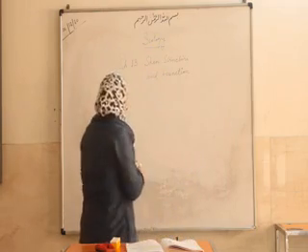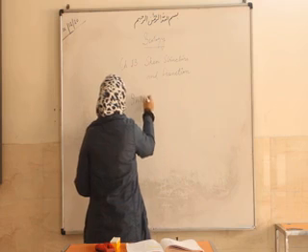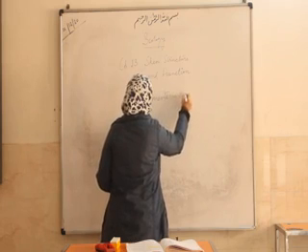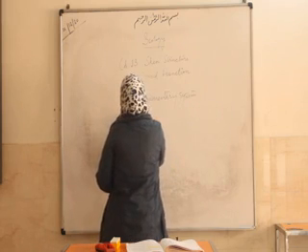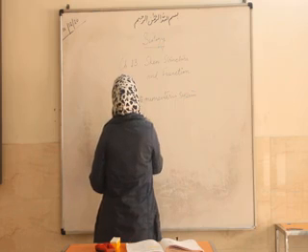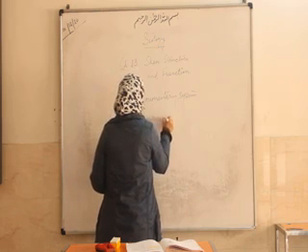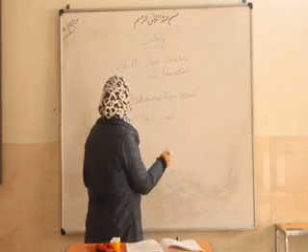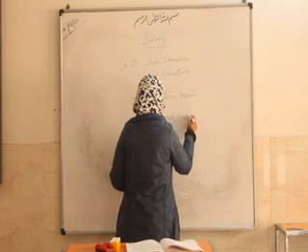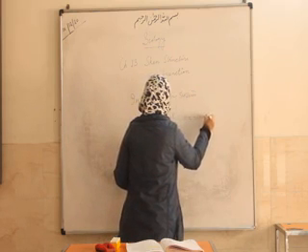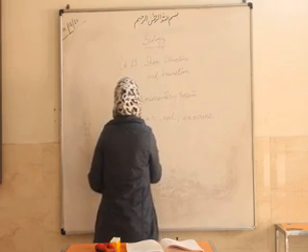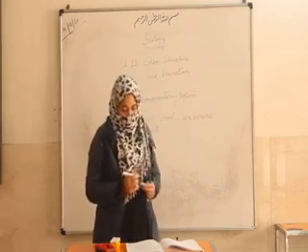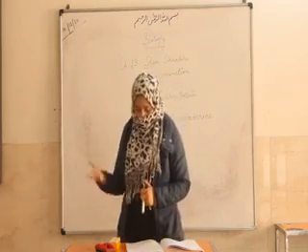So the integumentary system includes hair, nail, and exocrine gland. What are exocrine glands? They have ducts.